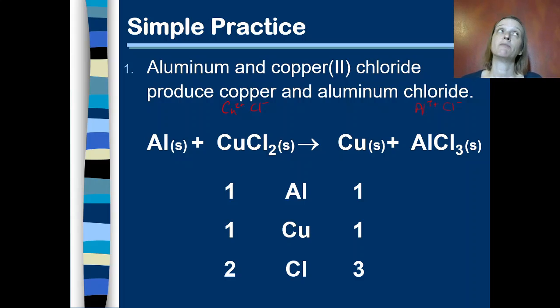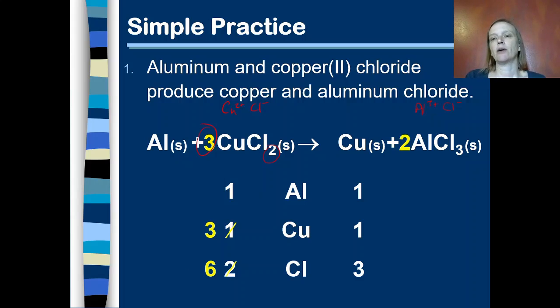Here it's helpful to be comfortable with least common multiples. If you see that you've got 2 and 3, the least common multiple for 2 and 3 is 6. So I'm going to be aiming to have 6 chlorines on each side of the equation. How do I do that? I can write the coefficient 3 in front of the copper chloride, and that's going to update my numbers. So now I've got 3 coppers and I've got 6 chlorines. Notice that we did 3 times 2 is 6. That's where that 6 comes from.